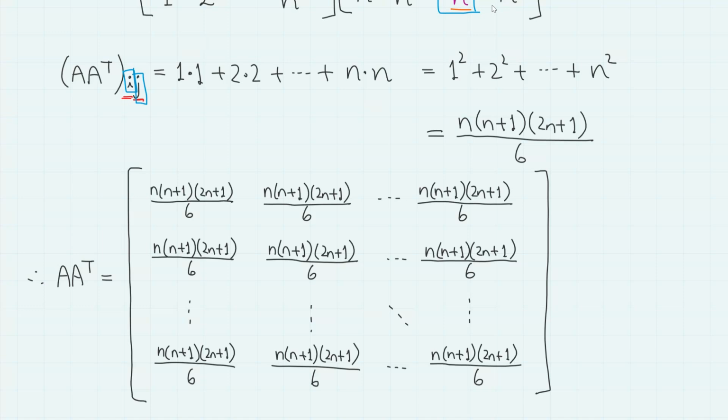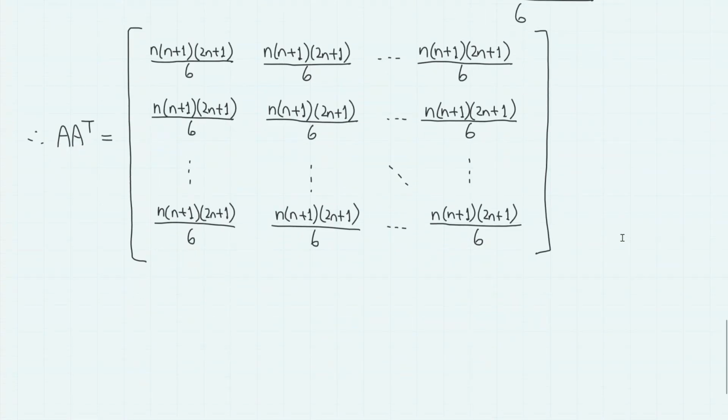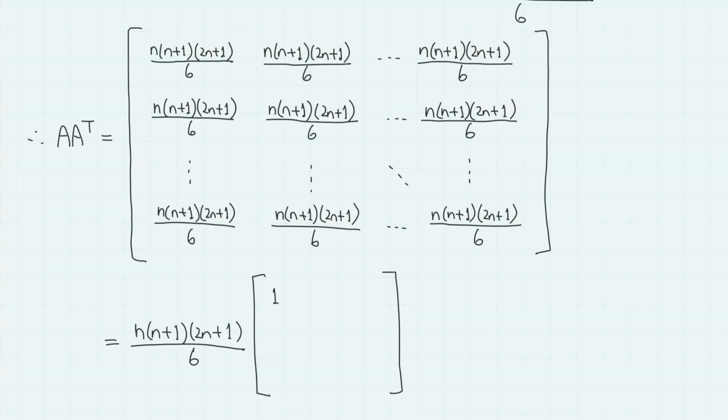Therefore, matrix A times A transpose is the matrix where all of its elements are n(n plus 1)(2n plus 1) divided by 6. So we can write n(n plus 1)(2n plus 1) over 6 times the matrix of all 1s.